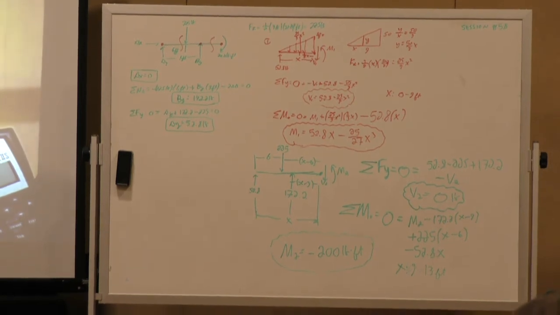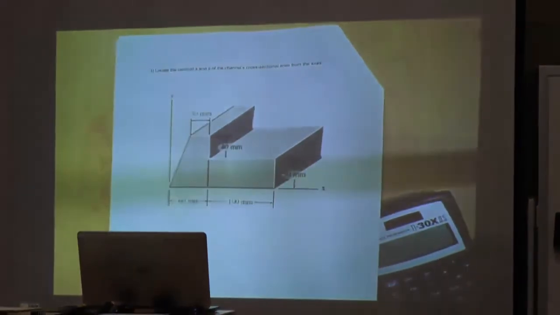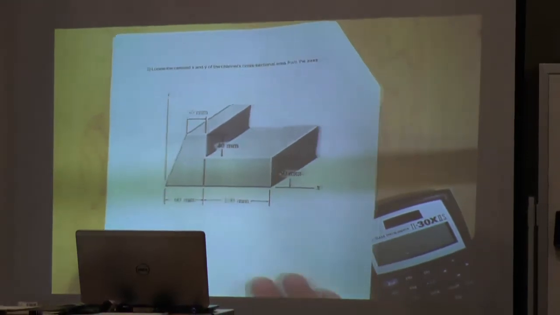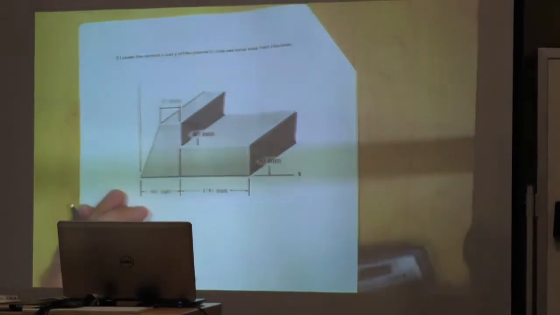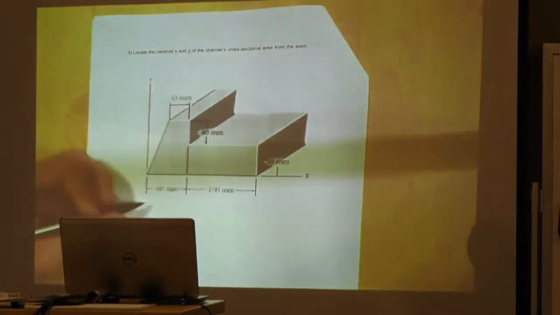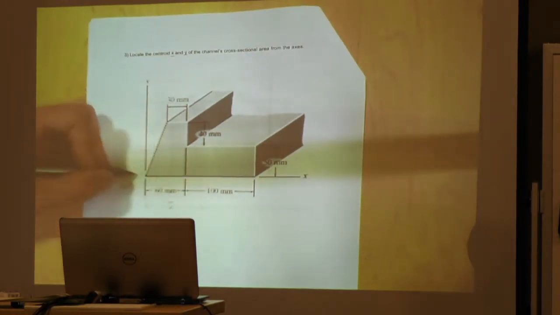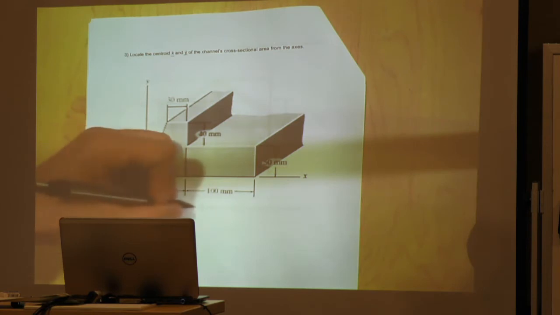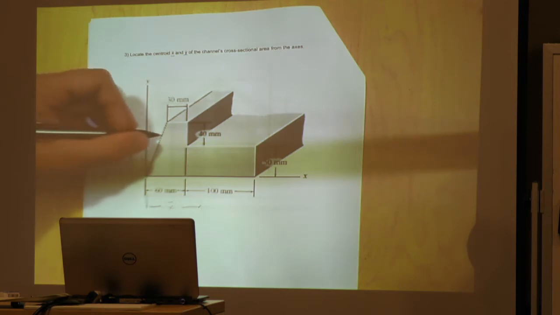So we're going to start with a centroid problem. What type of problem is this? Yeah, it's a composite shape, and the question is asking to find x bar and y bar. Of course, we're measuring from the axis. So our x bar is going to be measured this way from the axis, and our y bar will be measured this way, whatever it ends up being.